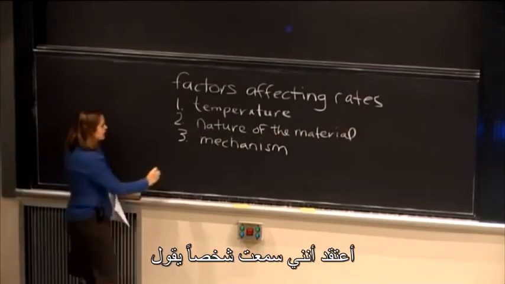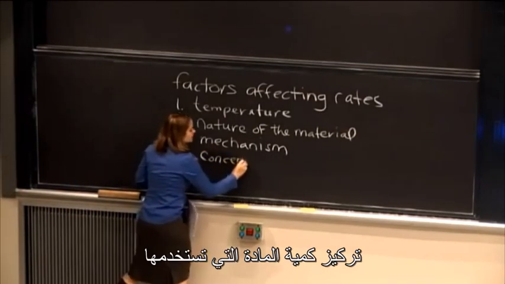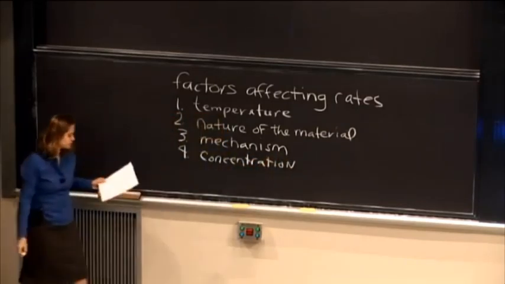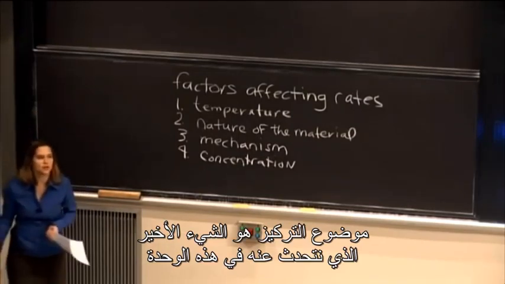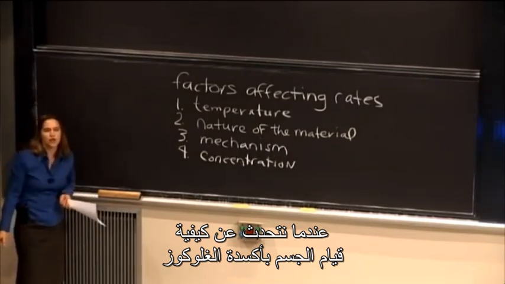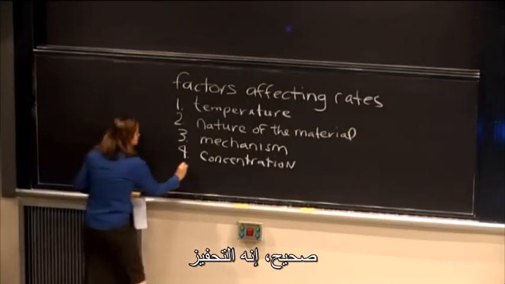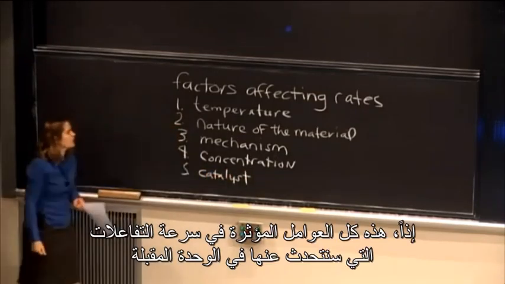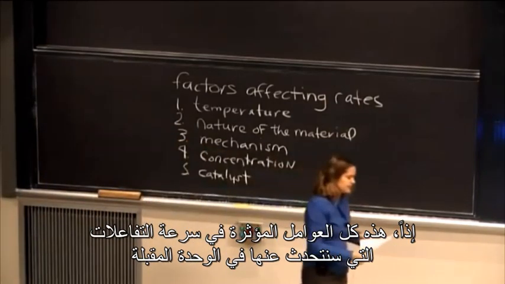I think I also heard someone talk about concentration, how much of it you have. And you told me the last one that we're going to talk about in this unit, when we were talking about how the body gets the oxidation of glucose to go. What was necessary there? A catalyst, right. So those are all the things we're going to talk about in factors affecting rates of reaction in this next unit.